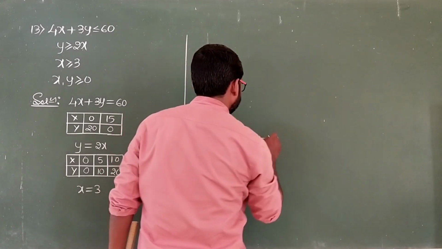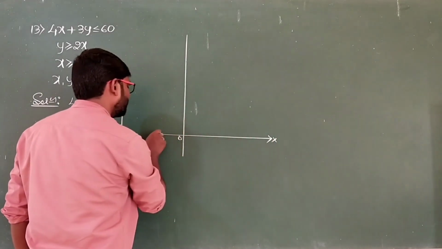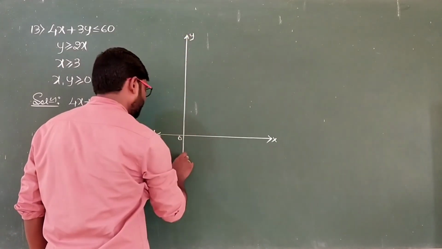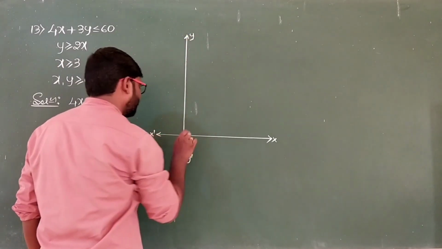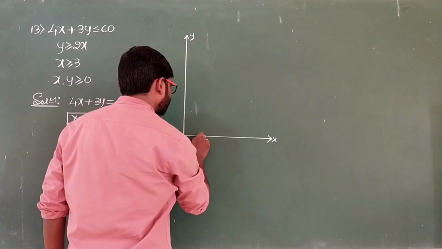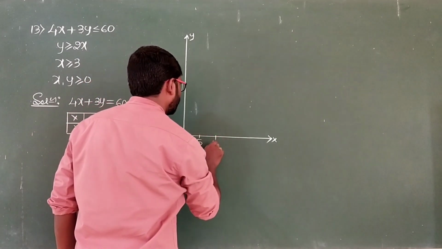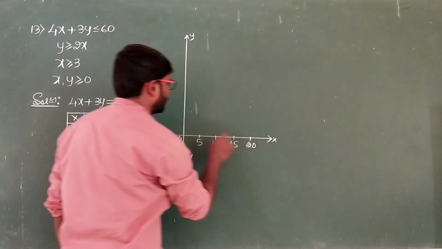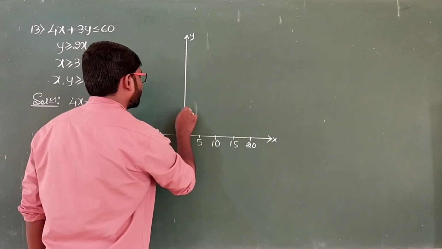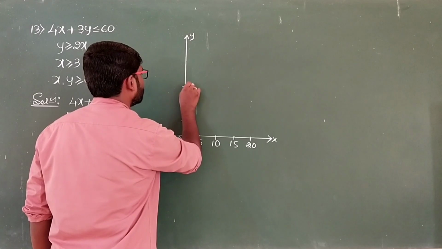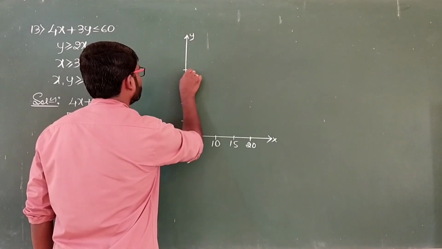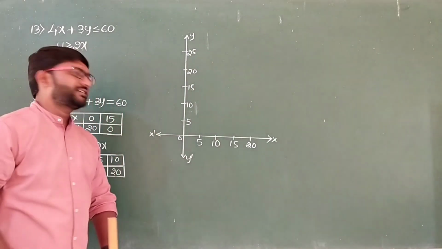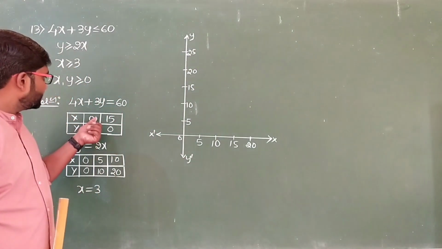So this is the x-axis, origin, x dash, this will be y, and it is y dash. So now I'll take the scale as 5, 10, 15, 20. Similarly, on the y-axis 5, 10, 15, 20, 25. These are enough.